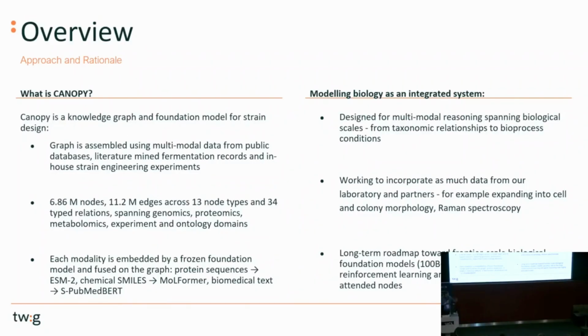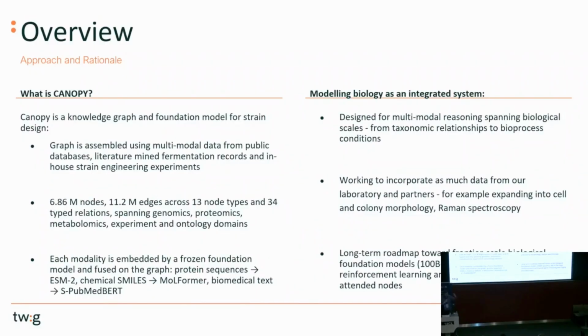We have approximately 7 million nodes, 11 million edges, and these are across 13 different node types, from stuff like genomics, proteomics, and these experiments that I described a moment ago. Three modalities are given special attention. We use frozen foundation models to embed them into an embedding space, which we then feed into the graph. These are protein sequences, where we use ESM, chemical structures, and free text, so descriptions of the experiments, of the strain names, and other abstract node types.